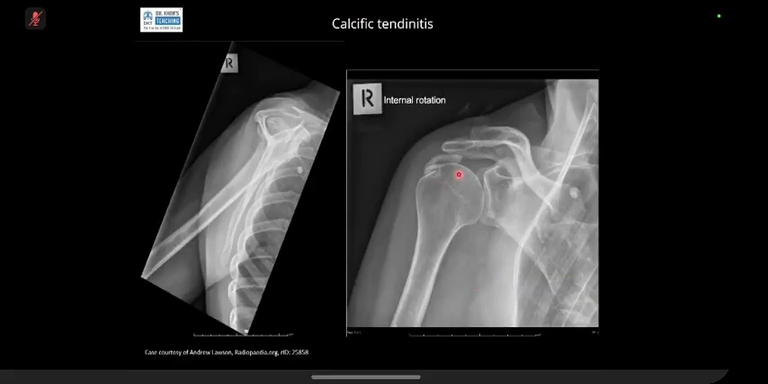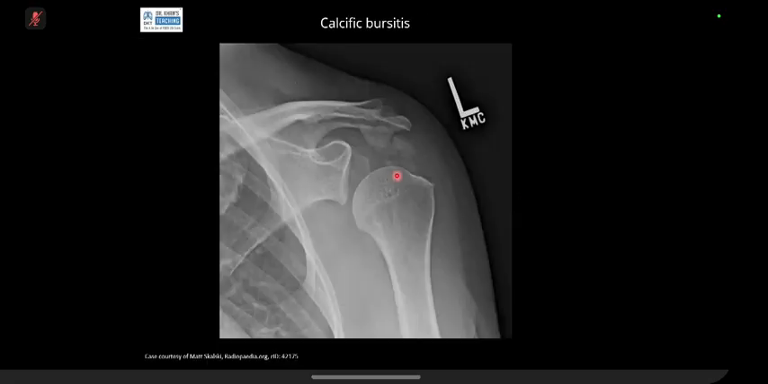So a few examples. I'm sure all of you must have reported this. The only thing is that this is supraspinatus calcification, and please remember that many times these patients are extremely symptomatic. This one, if you see the anatomy, does not correlate with the supraspinatus. So this is in the bursa, the subacromial subdeltoid bursa.